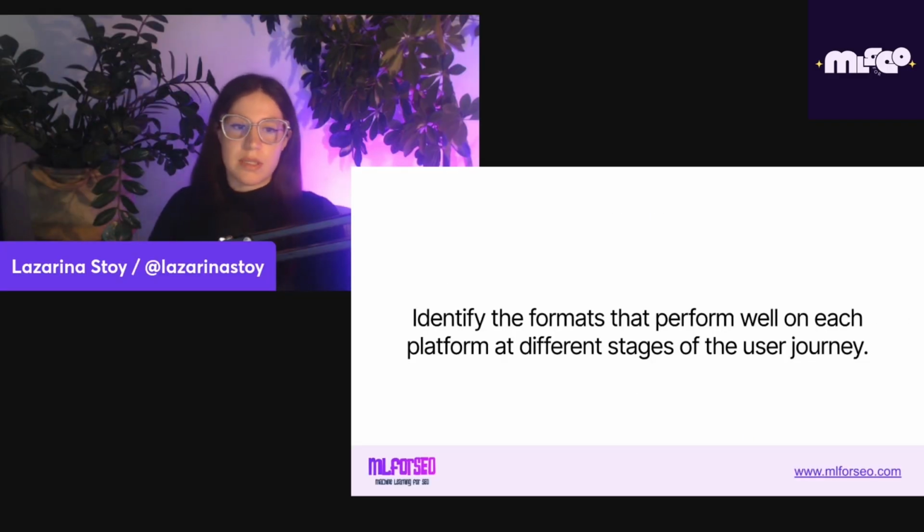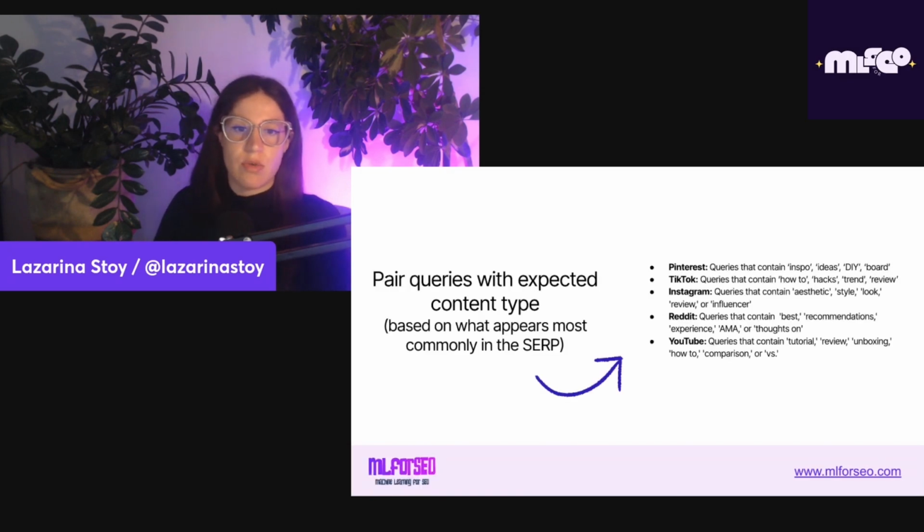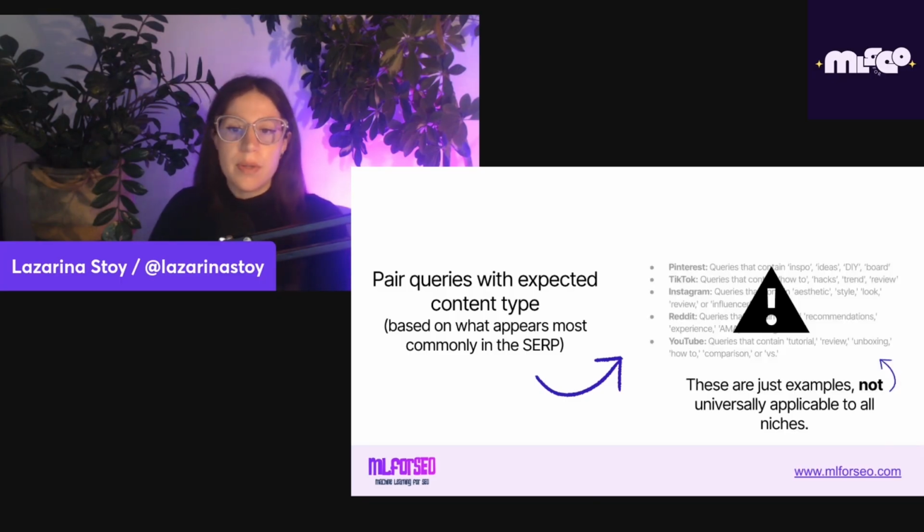What the goal is here is to identify the formats that perform well on each platform at different stages of the user journey, and pair queries with expected content type based on what appears most commonly in the SERP. Like we mentioned, you might be pairing Pinterest with queries that contain things like inspo, ideas, DIY board, and TikTok with queries like how-to, hacks, trends, review, and so on. But bear in mind that these are just examples. They're not universally applicable to all niches.